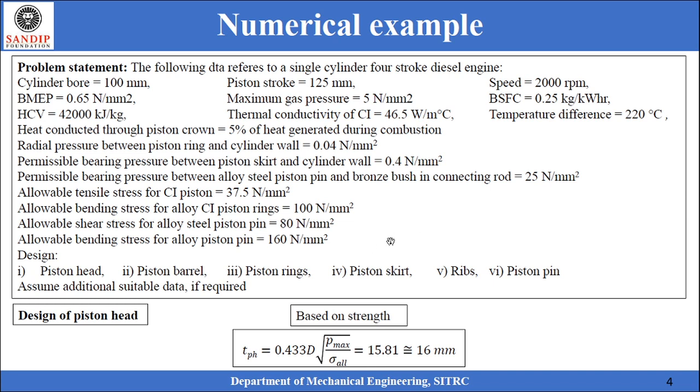The problem statement is quite long, so kindly pause this video and you can go through this problem statement. The objective is to design a piston head, piston barrel, piston rings, piston skirt, ribs and piston pin. We can assume some suitable data if required. Right now we will solve piston head and piston barrel in this example. As far as design of piston head is concerned, we can design it based on the strength. All the data is known to us and the calculation comes out to be 15.81, which can be rounded off to 16 mm.